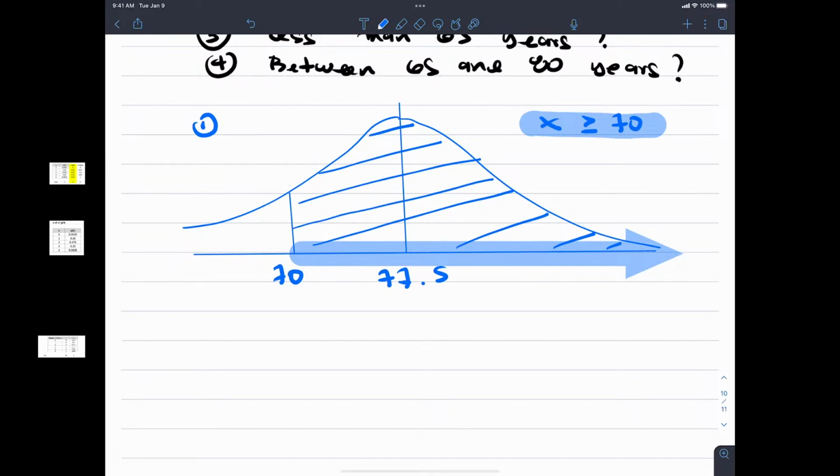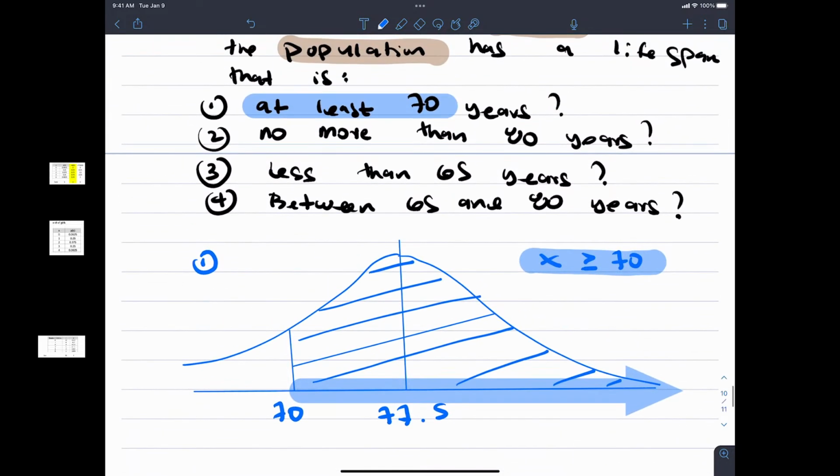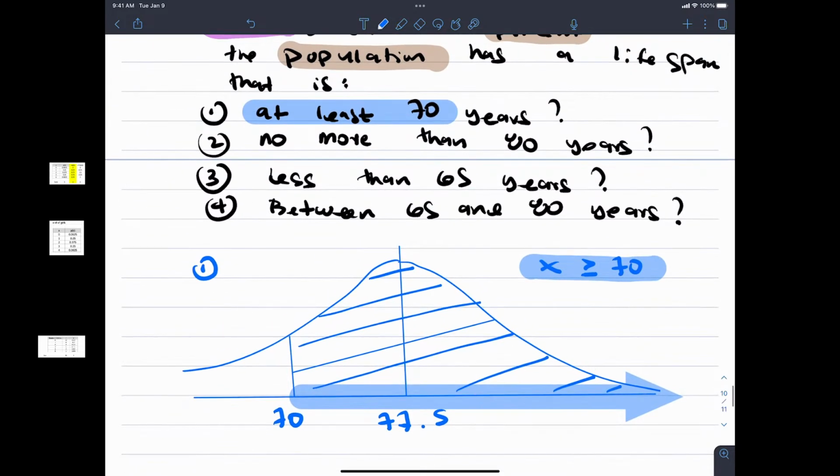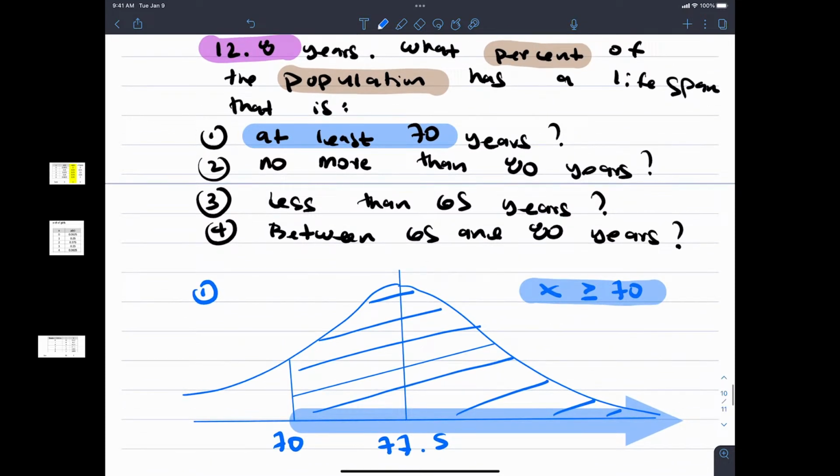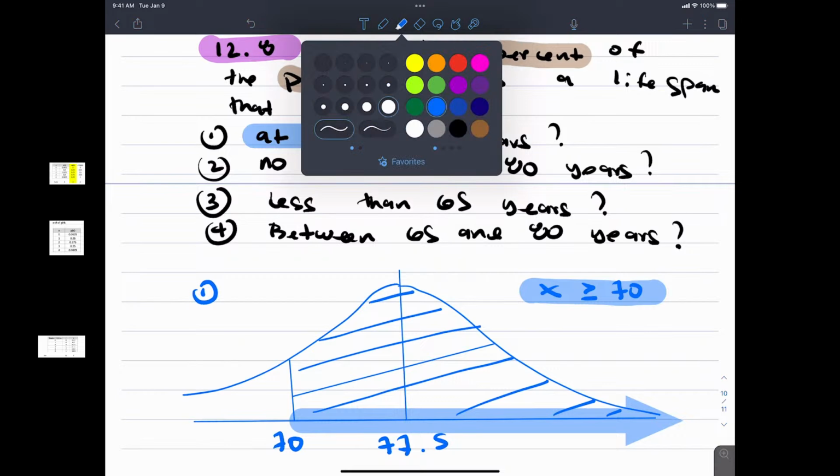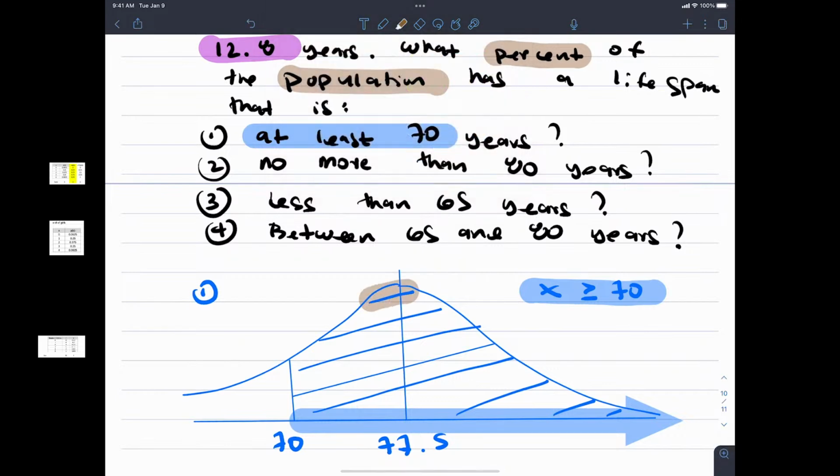And this now becomes, what was the game we played? Anybody remember the game we played yesterday? What percent of the bell is shaded? So maybe I won't color it. I'll color it gold like in the question. This is a percent here. What percent of the bell is shaded?